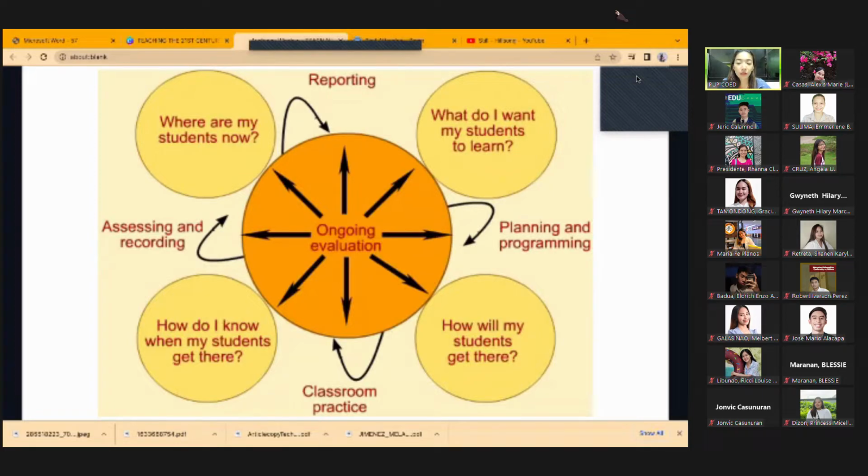Okay, so when planning your lesson, you always first ask, what do you want your students to learn? What do I want my students to learn? And there you would insert your objectives. Upon identifying what you want your students to learn, there goes the planning and programming. The second necessary question that you need to ask yourself: how will you get your students to get there? Or you ask yourself, how will my students get there?